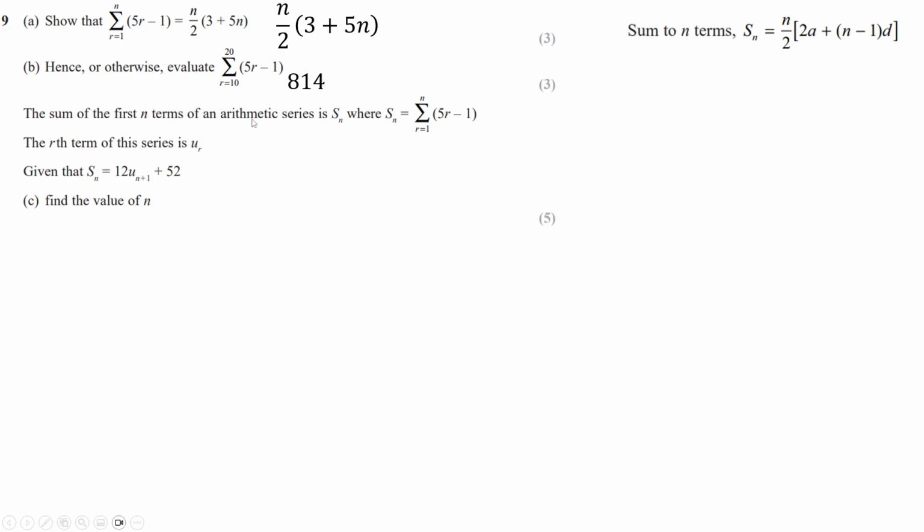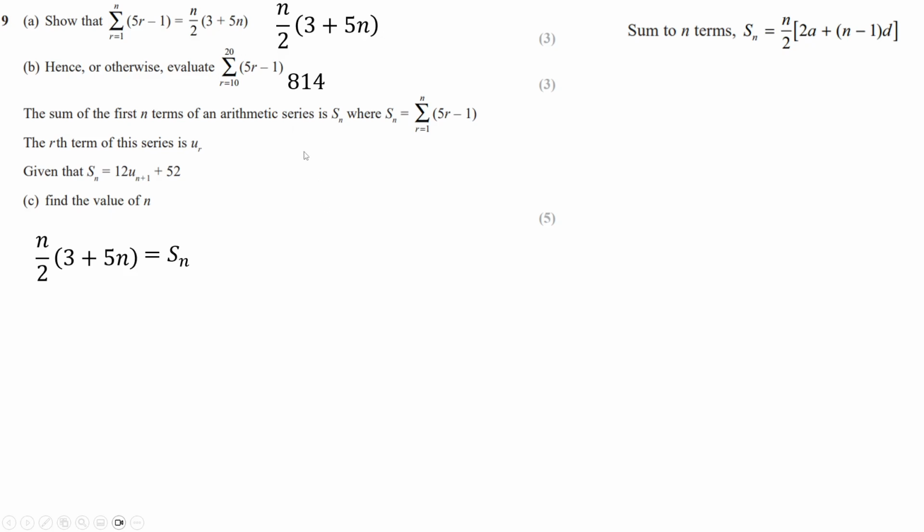The sum of the first n terms of an arithmetic sequence is this. This is basically just repeating that. It means the same thing. The r-th term of this series is U_r. Okay, so we've gotten this here. We've already gotten this from last time. And we're told that this equals S_n. Okay, so we'll just let it equal S_n.